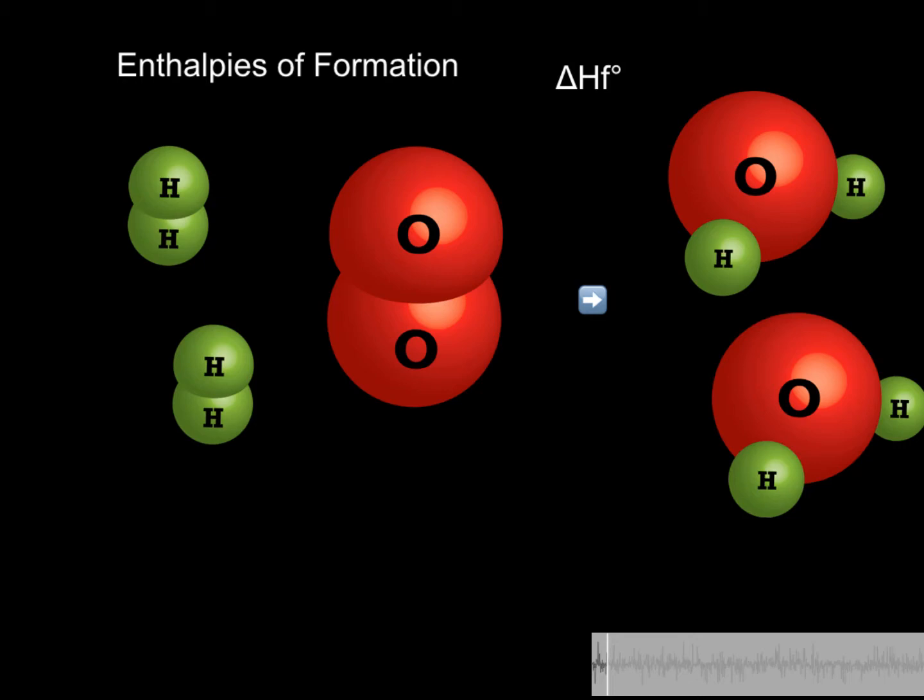Enthalpy of formation is the enthalpy change associated with the formation of a substance from its component elements. For example, if we look at the formation of water from its components, hydrogen and oxygen, and the enthalpy changes associated with that, in other words, the bonds that have to break between the hydrogens and the oxygens, and the enthalpy change associated with the formation of those new bonds, that net change would be the enthalpy of formation for water.